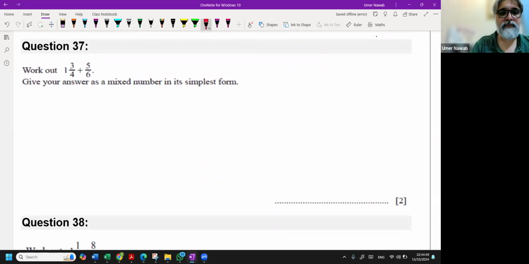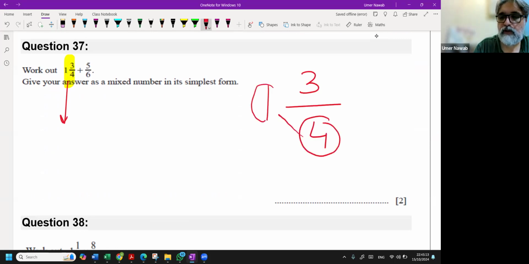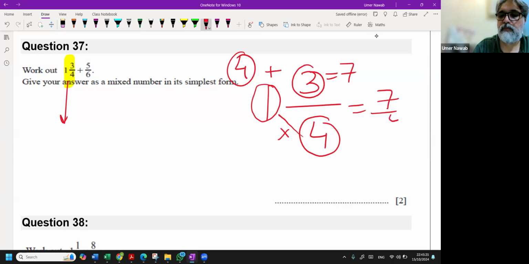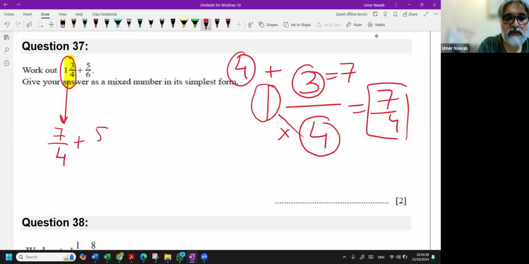Fractions. Two fractions are given, and we have to add them up. One of the fractions is given in mixed form. So if one of the fractions is given in mixed form, we can convert it into improper form. So 1 whole 3 over 4. This 4 is going to multiply with 1. 4 times 1 is 4. And add this 4 into 3. So 4 plus 3 is equal to 7. So the answer will be 7 over 4 in the improper form. So this 1 whole 3 over 4 converted into improper becomes 7 over 4 plus 5 over 6.